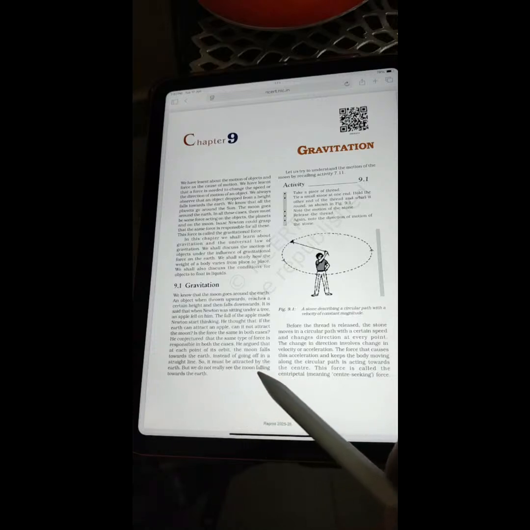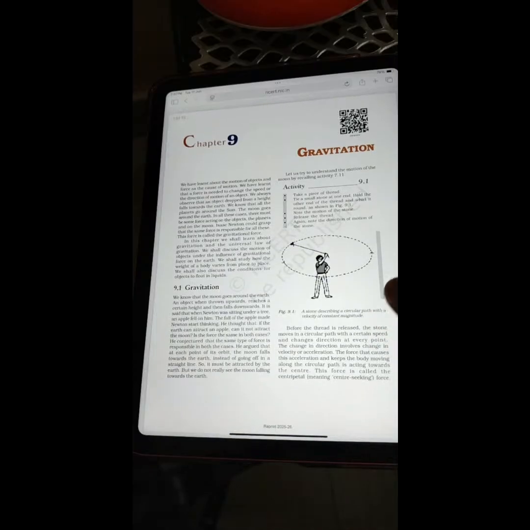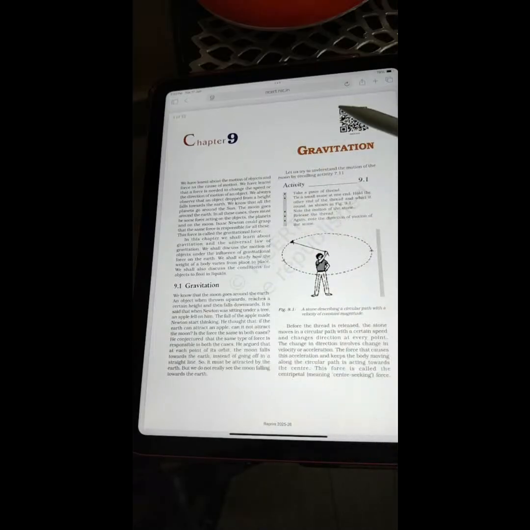So it must be attracted by the earth, but we do not really see the moon falling towards the earth. So we are done with the reading of the left part. We are coming to this part now. Let us try to understand the motion of the moon by recalling activity 7.11.